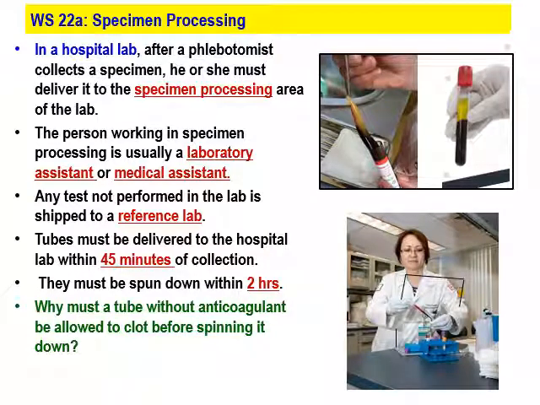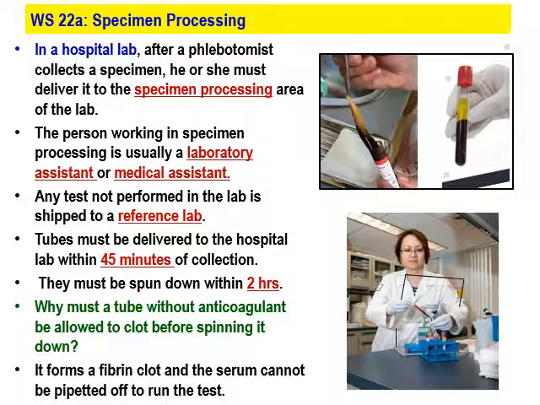And we need to remember that those tubes need to be delivered by whomever collected them to that laboratory within 45 minutes of being collected, and they need to be spun down within 2 hours. So why must a tube without anticoagulant be allowed to clot before you spin it down? Okay? And we've talked about this. There's fibrin in there.